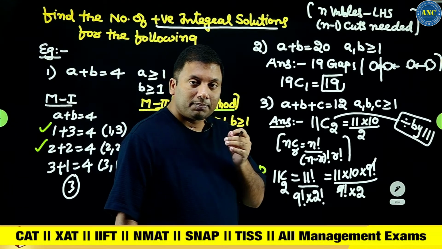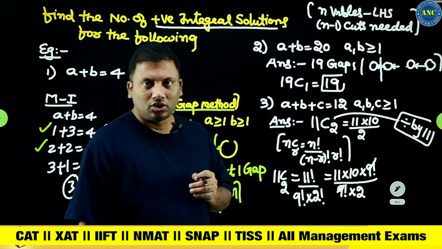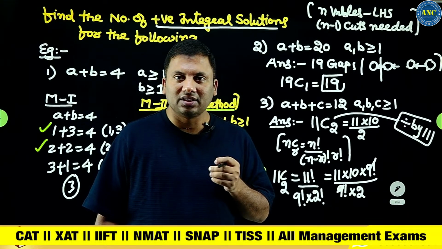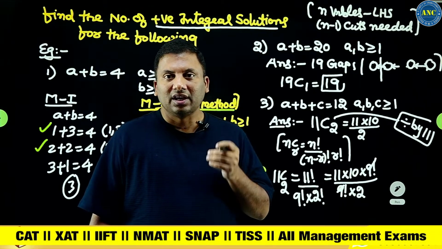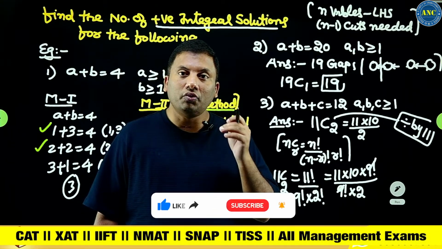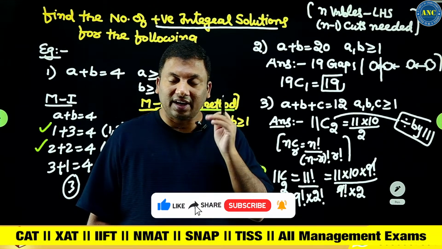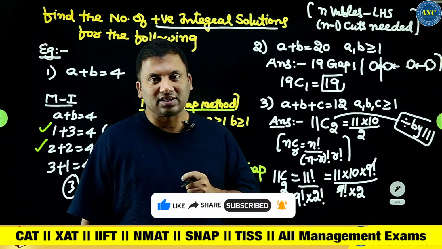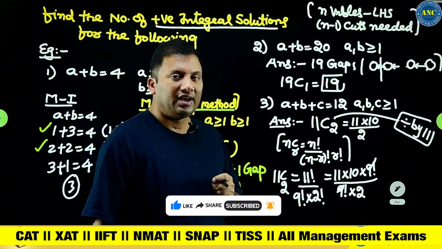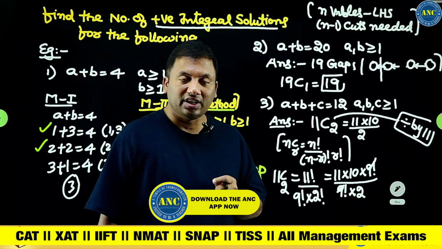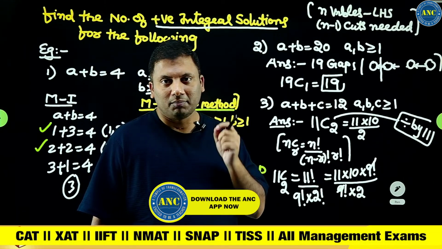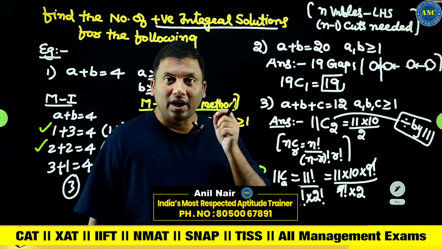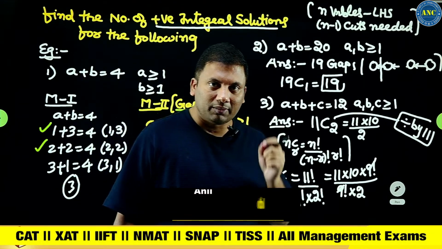A plus B plus C is equivalent to 12. 12 balls are arranged in a line. How many gaps are there? 11 gaps are there. If 2 variables are on the left hand side, 1 cut is required. If 3 variables are there, 2 cuts are required. It is 11C2. 11 is a prime number, and a prime number cannot be decomposed further, so the answer should be divisible by 11.